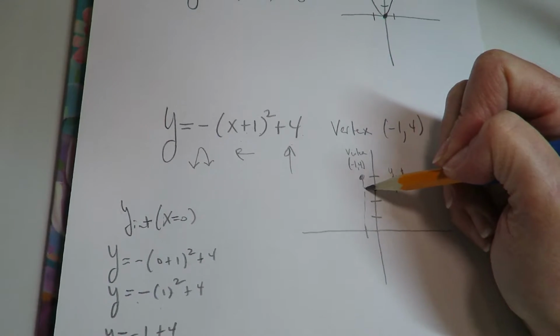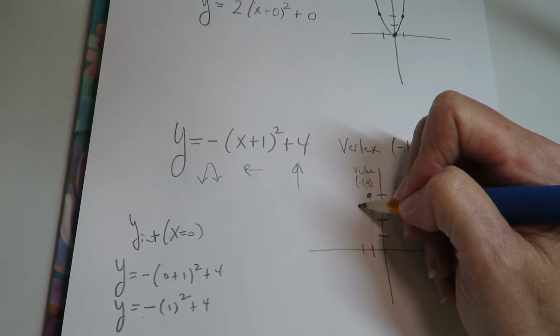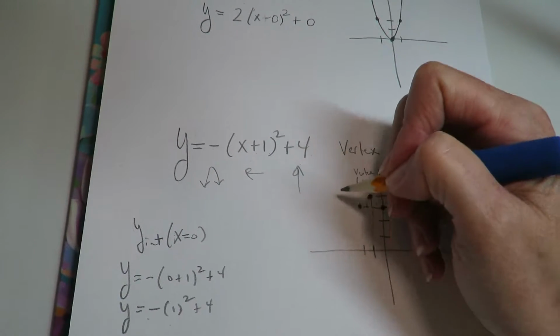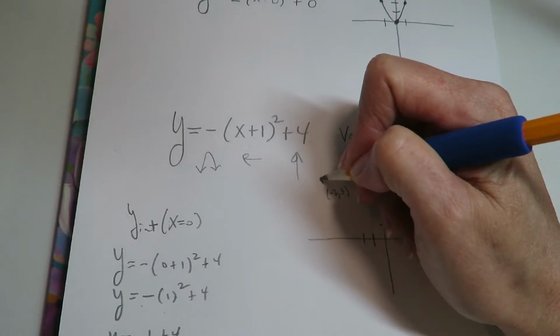If you use symmetry, this is 1 unit away, so if we go 1 unit on the other side, that will be its buddy point. Its buddy point in space is over at (-2, 3). That's your point by symmetry.